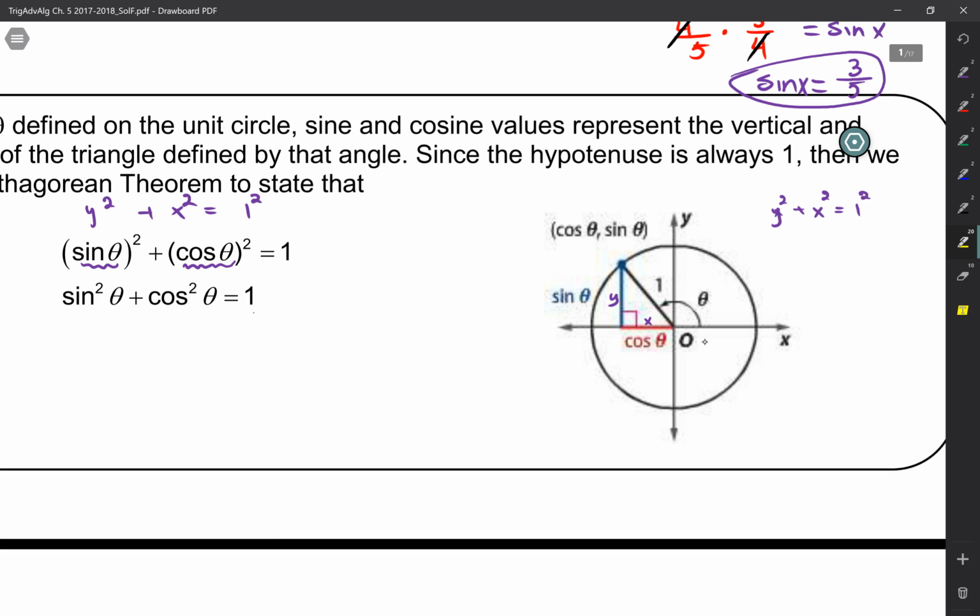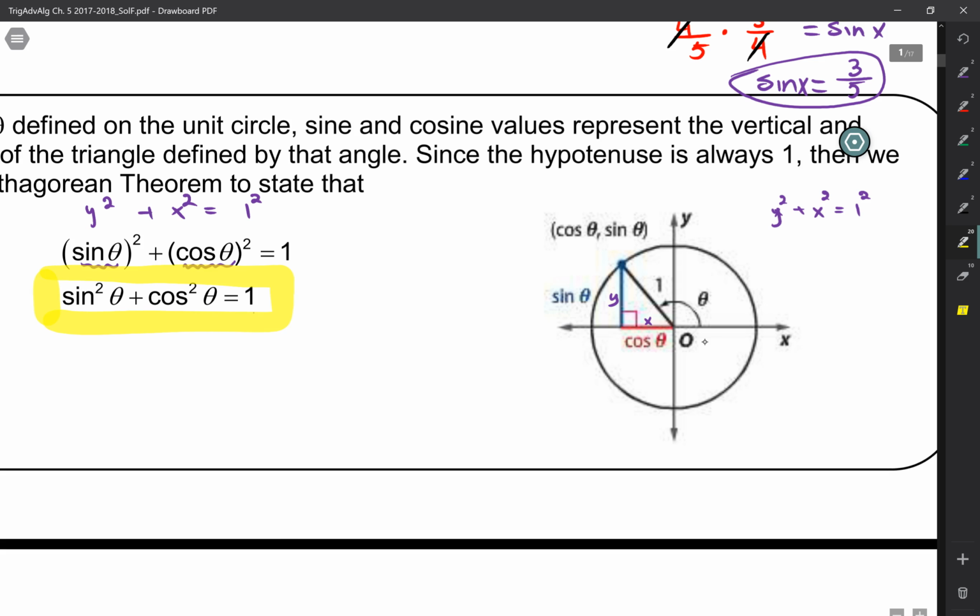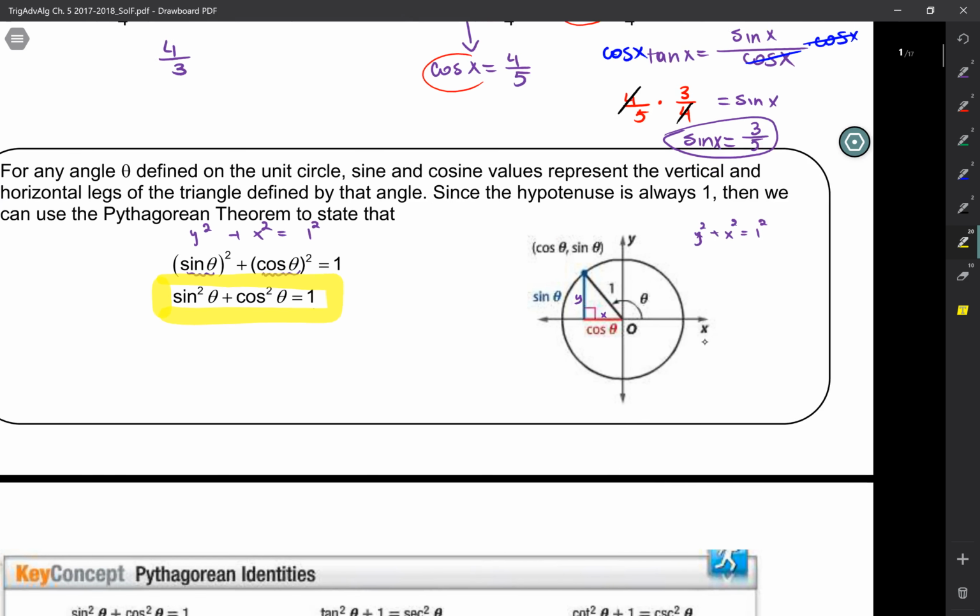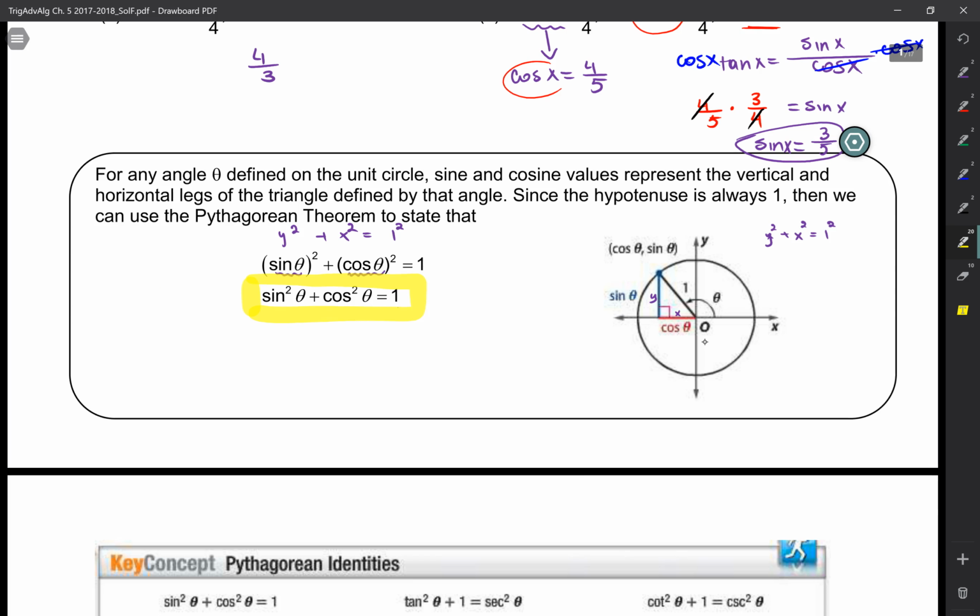Yeah, but we just simplify it. And then this right here, believe it or not, is a world famous trig identity. Sine squared plus cosine squared equals 1.